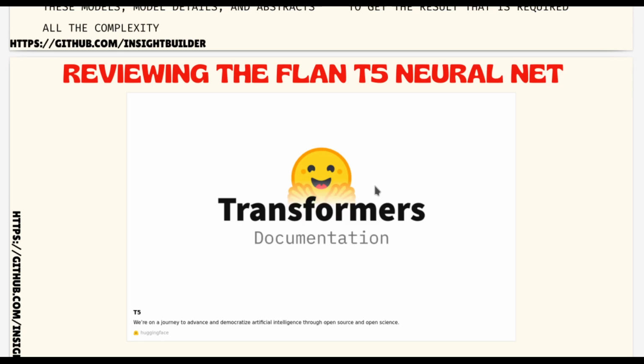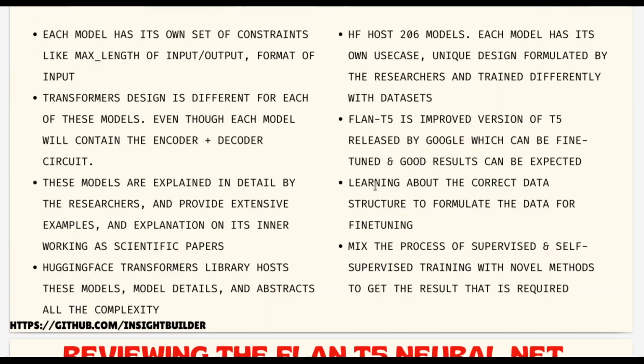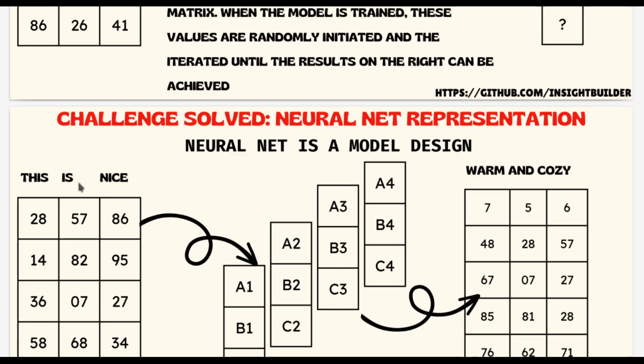The parameters are in millions. I think it is around 200 to 500 million. It's not that big, and this model can learn a lot of stuff, and it is really helpful when you have to do sequence-to-sequence modeling. That is, this is a sequence. This is nice, this is one sequence, and warm and cozy is another sequence. So if you want to model sequence to sequence, then you can use T5.